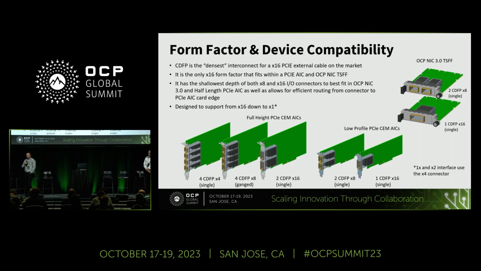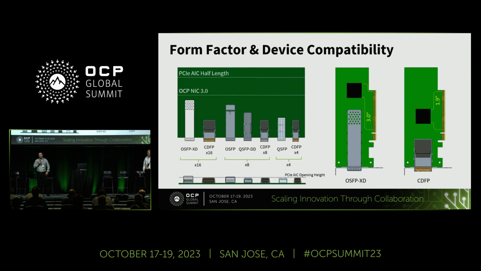Across the bottom, you'll see a couple of options where on a full height card, you can fit 4x8 connectors or 2x16 connectors. We do have some customers that are interested in bifurcating from a x16 to 2x8s, and other customers that want the bifurcation already to happen on the card, so you have straight x8 links. If you move to the right a little bit and look at the low profile add-in cards, that's 2x8s or 1x16. In the next slide, we'll show some graphics comparing these.